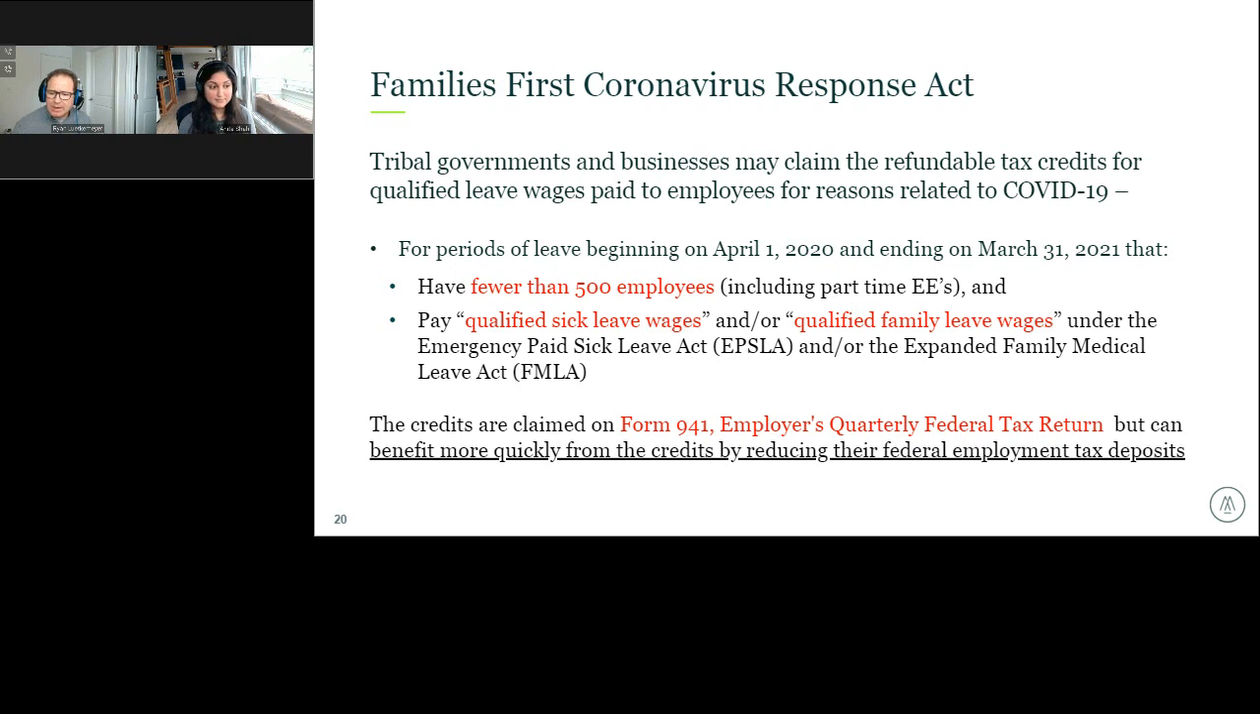So it's definitely important. If you think that Families First might be applicable to you after we talk through this, you might want to work with your attorney just to understand how these regulations impact your government before moving forward, okay?